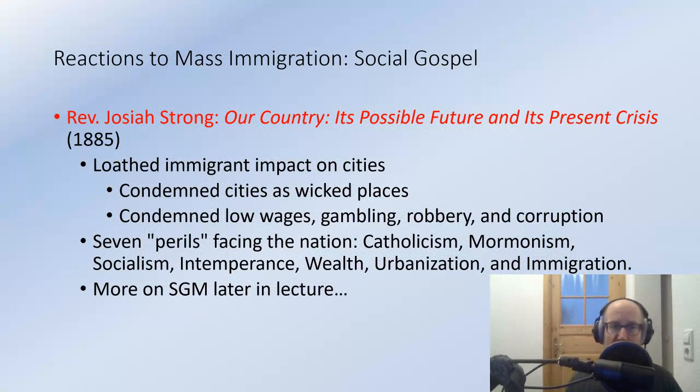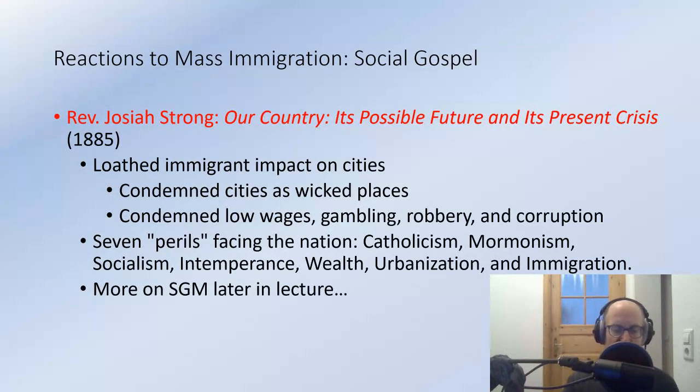Yeah. And so you have the churches, Protestant churches, led by people like Josiah Strong, who in his book, Our Country, Its Possible Futures and Its Present Crisis from 1885, writes this screed about how immigrants are destroying American cities, that they're making cities into dens of sin, gambling, and robbery, and prostitution, and corruption, and that there needs to be a movement, right? Which we'll talk about later, the social gospel movement, to combat against the 7 perils facing the nation: Catholicism, Mormonism, socialism, intemperance, just drinking, just a shot at the Irish, wealth, urbanization, and immigration.